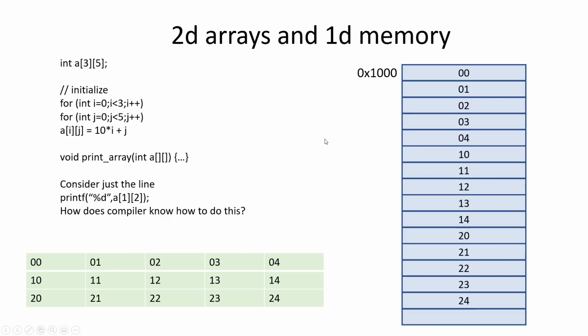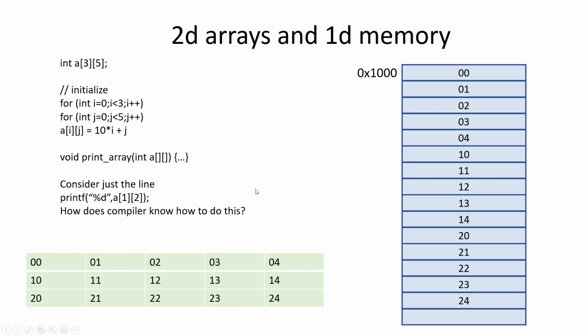But for printing out a 2D array, I've got my initialization here, and I've added some more code. If I'm using a function like this, void print array, and I'm passing in an array, with a one-dimensional array all I needed was the single bracket. In this case, I'll need 2 brackets. And then here's the code for that. Somewhere in there, there's going to be a double loop just like this one, and at some point, I'll be printing out element 1,2.